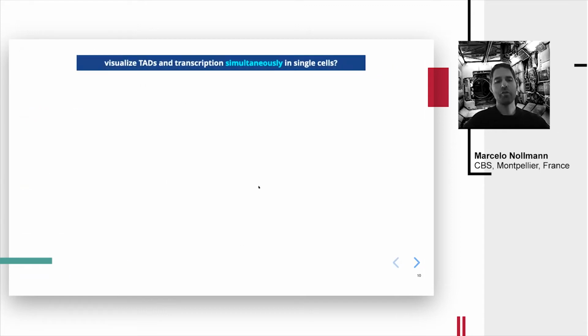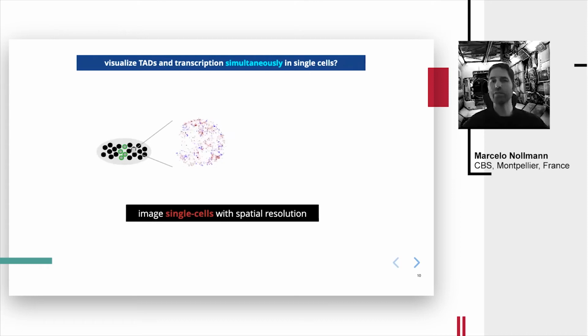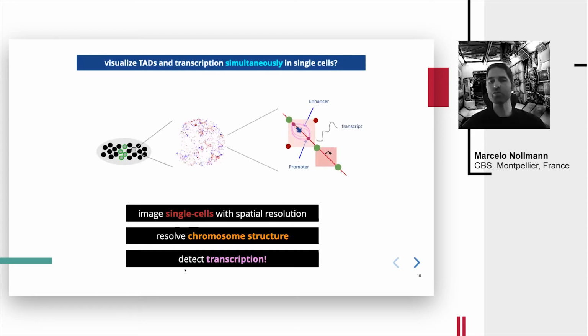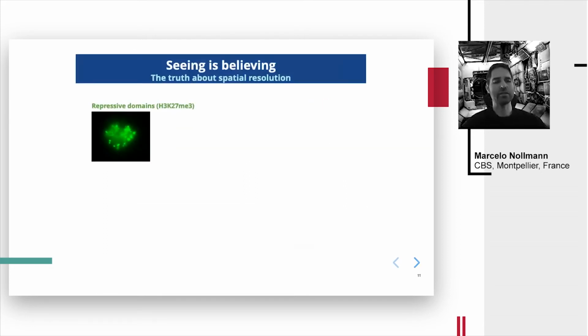So for a while, we wondered whether it would be possible to visualize the organization of stats and the output of transcription simultaneously in single cells. To be able to do this, we need several things. First, we need to be able to image single cells with spatial resolution. We also need to be able to resolve chromosome structure. And of course, we need to be able to simultaneously detect the transcription output.